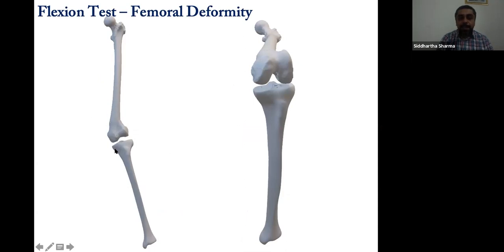Now in full extension, the tibia is going to articulate with the distal femur and the valgus deformity will be apparent. However, in flexion, it is going to articulate with the posterior femoral condyle. And mind you, the posterior femoral condyle is normal, so the deformity is going to disappear. So an isolated femoral deformity will disappear in flexion. Please remember this as the femoral test, right?